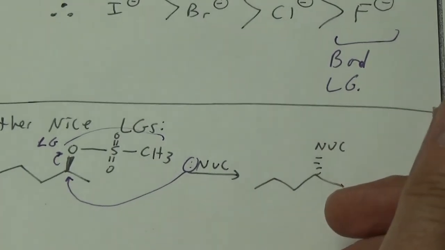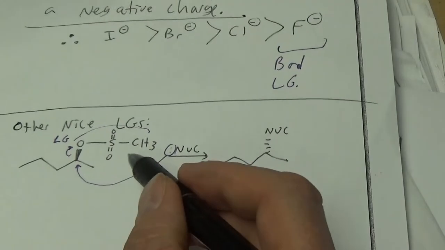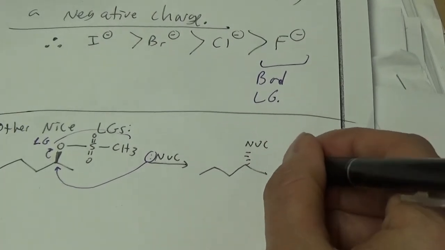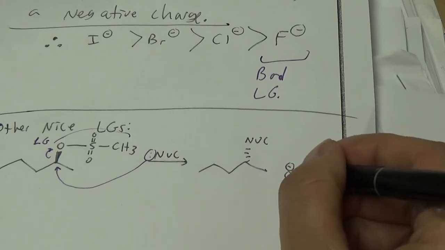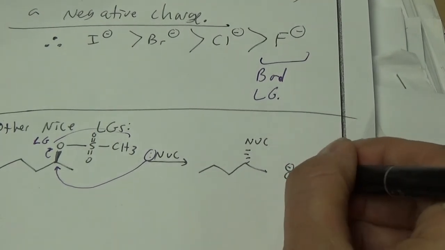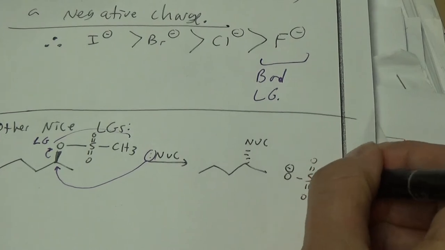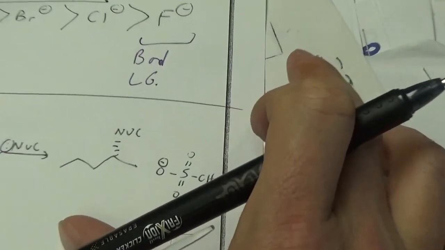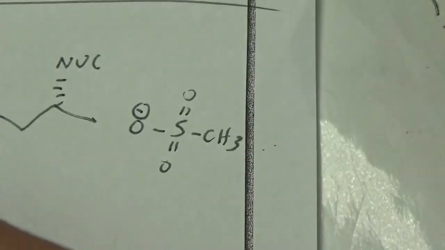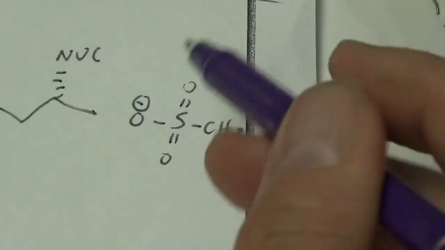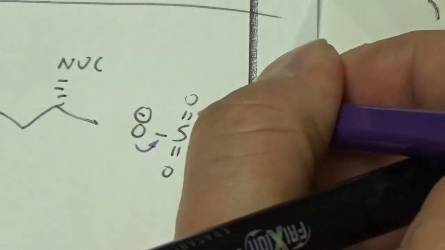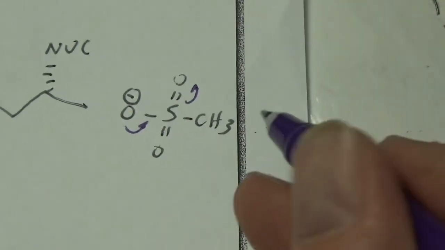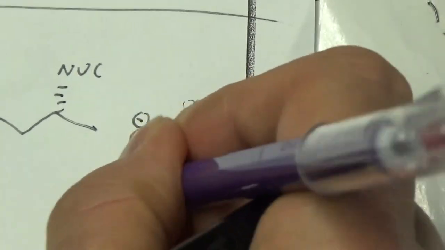Okay, and I'll give you the name in a second, but what's the structure of the leaving group? It's O minus, S, double bond O, CH3. That thing is very, very stable. There's a lot of resonance stabilization, right? So the negative charge can resonate around. It's a very stable thing, stabilized by resonance.